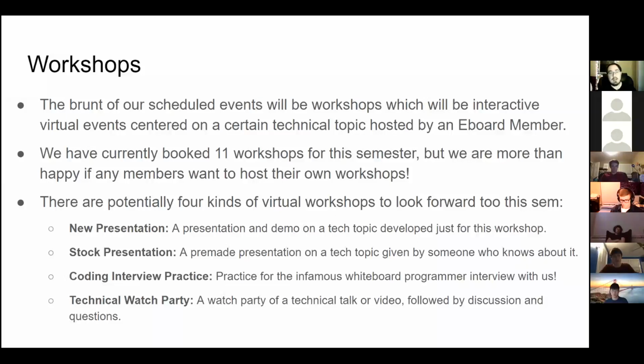And I know someone on the EBoard discussed that we do a lot of computer science stuff, but we are also an electrical engineering club as well. We really want to integrate a bit more of that side in. So if anyone would like to host any engineering workshops, we're also going to be trying to do a bit of that this semester.